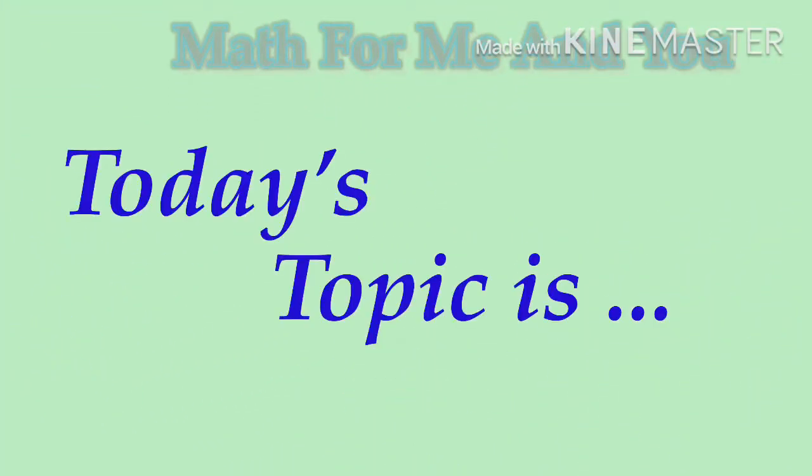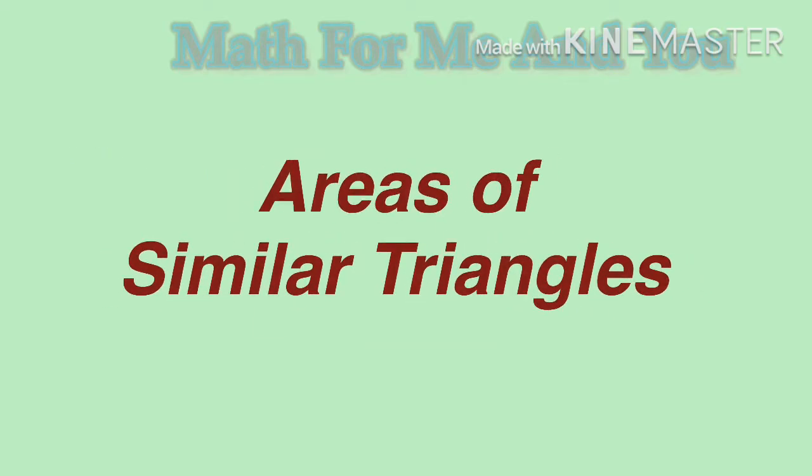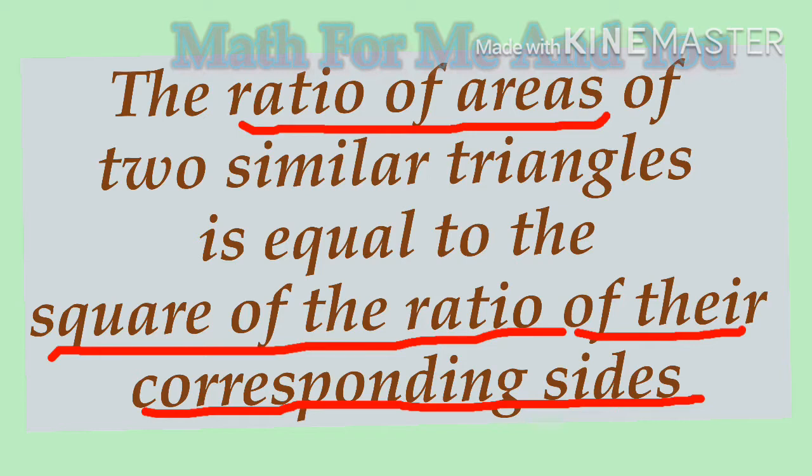Hello, today what we are going to discuss is similar triangles and areas of similar triangles. See here, there is an important theorem. The ratio of areas of two similar triangles is equal to the square of the ratio of their corresponding sides.